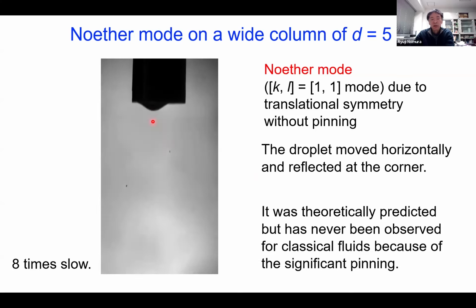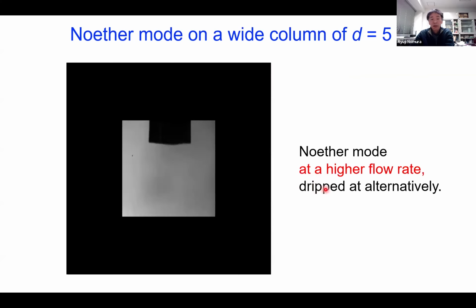Okay, this is at lower flow rate, so it oscillated several times. Next, let me show it at a higher flow rate. It moves in this way. It alternately pinches off at right and left, and in between we have a Noether mode. I show it again: drips and Noether mode, pinch off, Noether mode, pinch off, and Noether mode. This is at the higher flow rate.